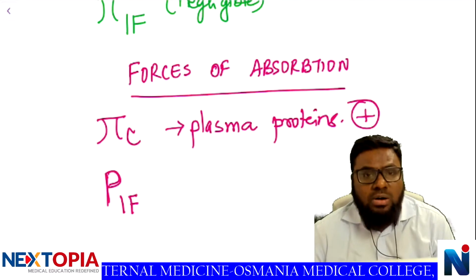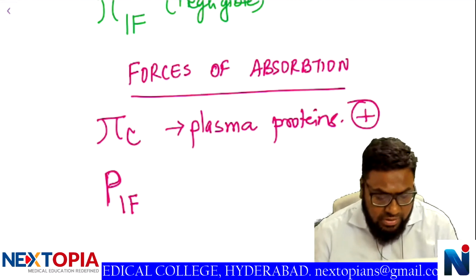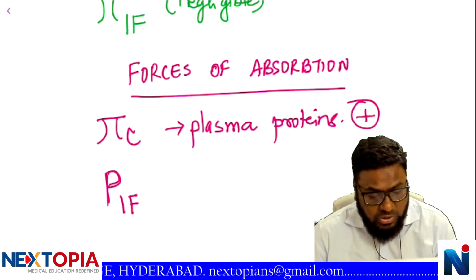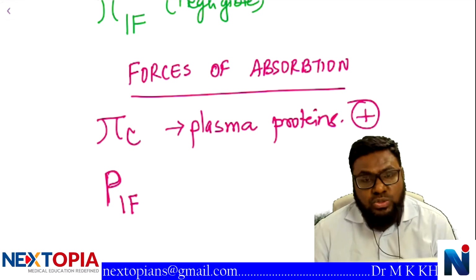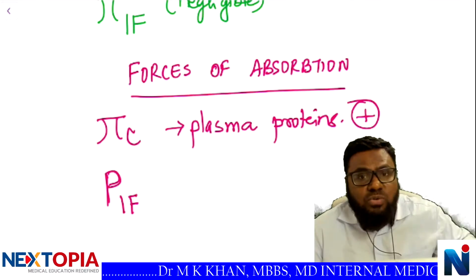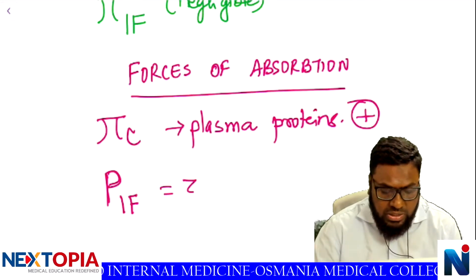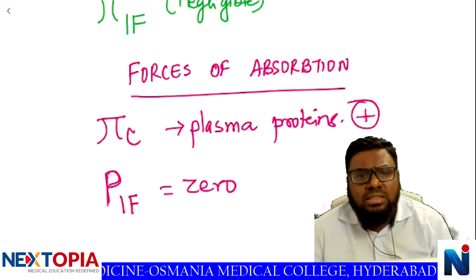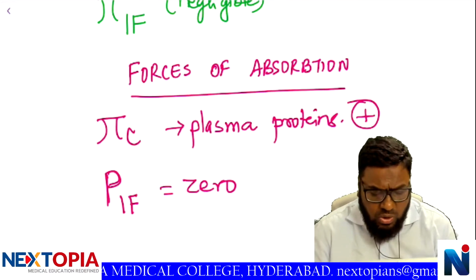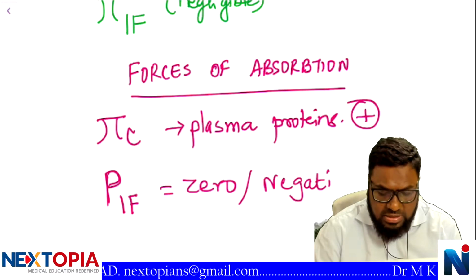Whereas in contrast, the hydrostatic pressure of the interstitium is very, very difficult to estimate. We do not have any direct method to estimate it. We should have some indirect formula to estimate, and I'll tell you what that formula is. But in most cases, it is observed to be 0 or close to 0, or it is negative. In most of the cases, it is negative.